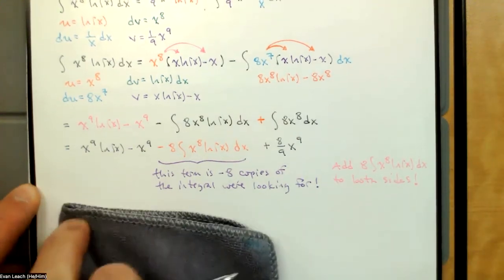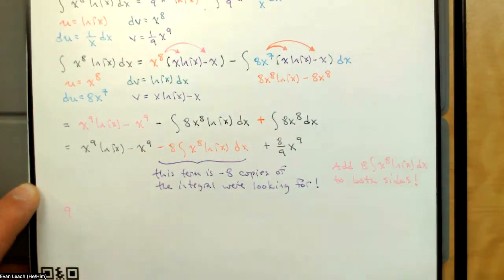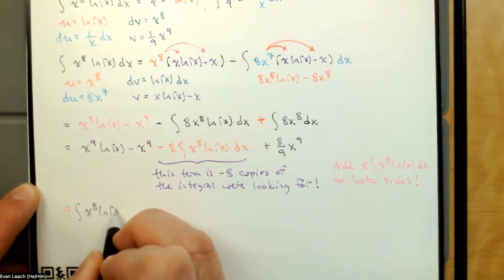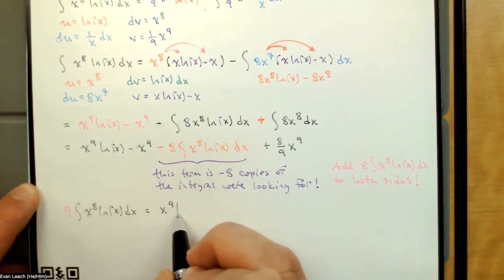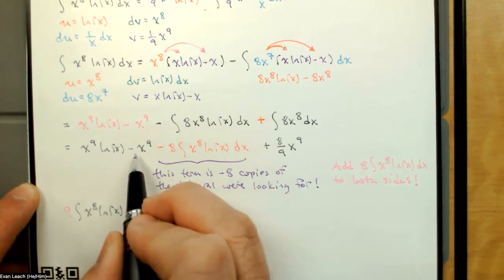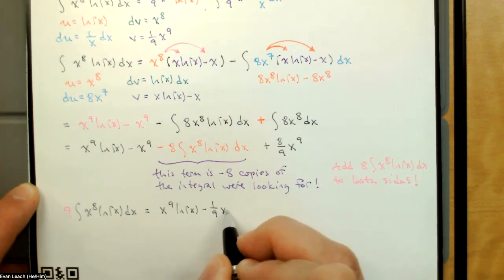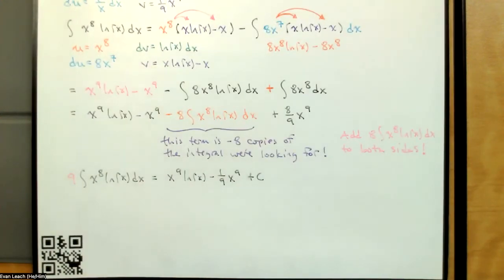9 times the integral of x to the 8, natural log of x dx. I've got x to the 9th, natural log of x, minus x to the 9th, plus 8/9 x to the 9th is minus 1/9 x to the 9th. So 9 copies of the integral I'm looking for is x to the 9th, natural log of x, minus 1/9 x to the 9th. So now all we have to do is divide by 9.